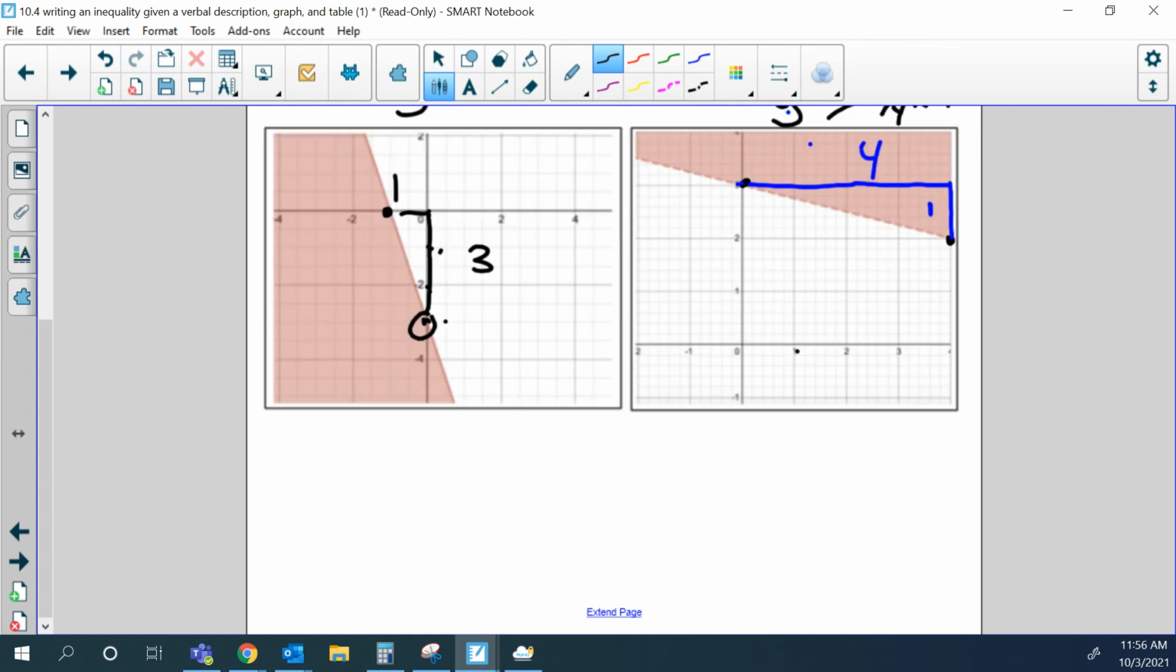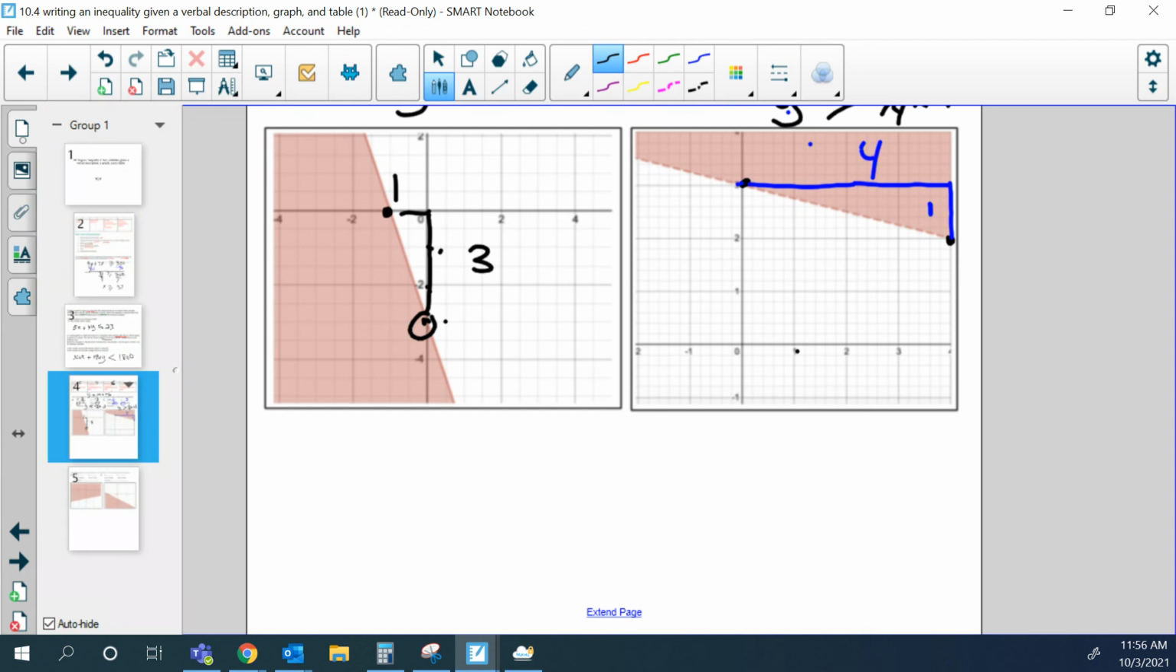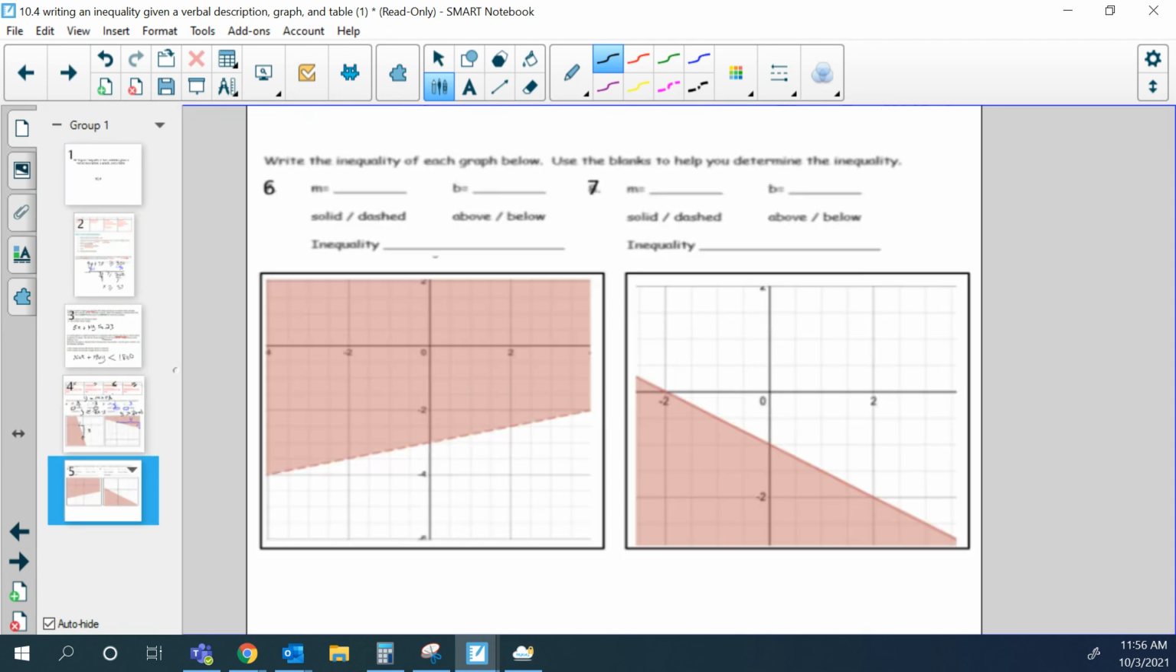And then let's see on the next page. Ooh, okay. Wait a second. Oh, here we go. Next page. 6 and 7. Okay, let's see now.